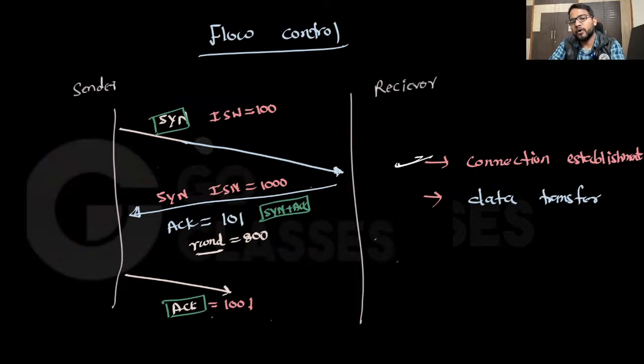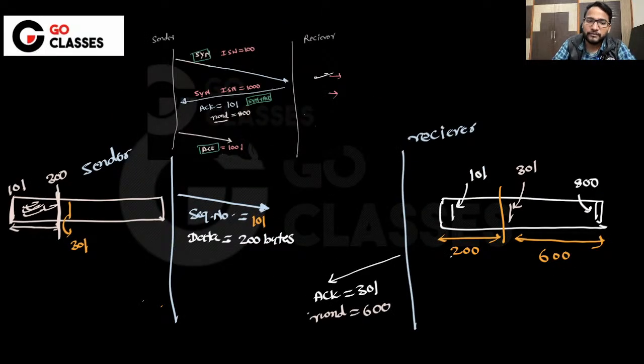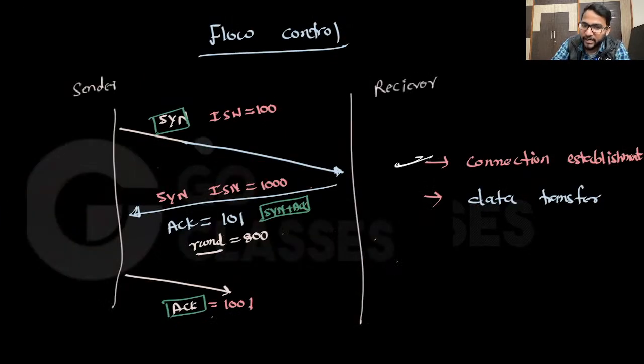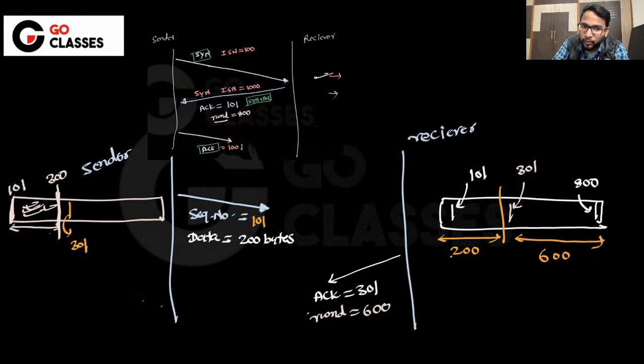So basically this flow control is very easy. I just want to convey one thing: whatever you are advertising, this 800 you are advertising, I can send you at most 800. I am sending 200, and now the remaining is 600. So that is fine. Now I am sending, so give me 600.